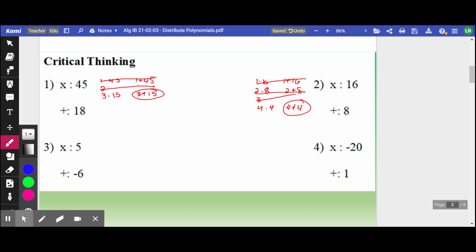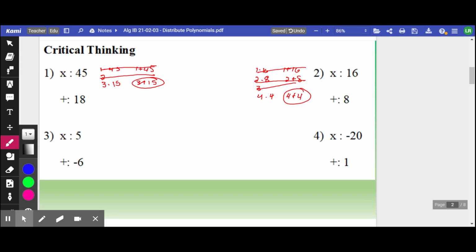Number 3, multiplies to be 5, adds to be negative 6. So I'm going to start off with 1 in the number. 1 times 5 is 5, 1 plus 5 is positive 6. So what I have to remember is I'm allowed to do negative times a negative. Negative 1 times negative 5 is still positive 5. Negative 1 plus negative 5 is negative 6.